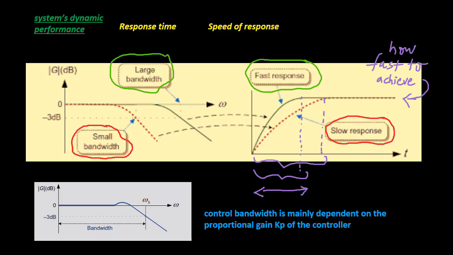This control bandwidth is mainly dependent on the proportional gain of the controller. Thus, we need to adjust the P gain to obtain the desired response speed.